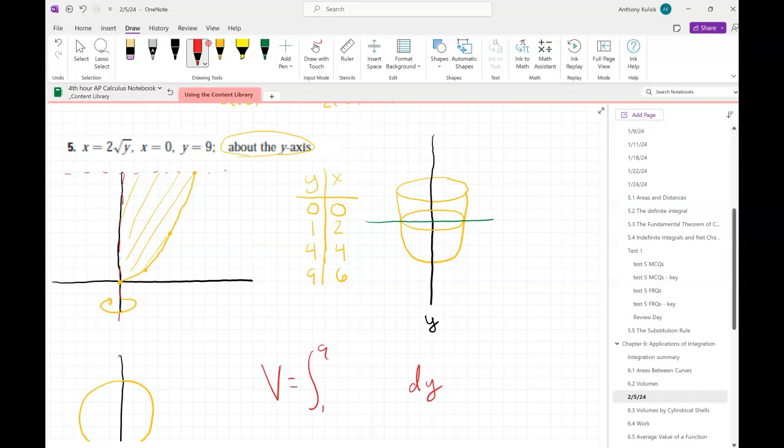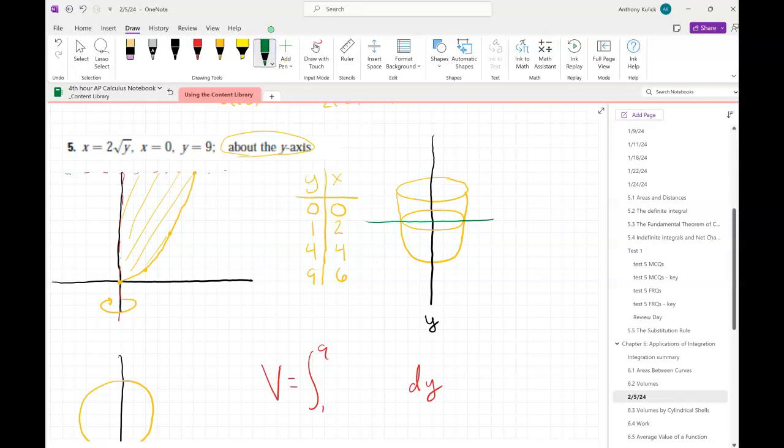So again, think about the slicing. That's why I started with the theory about what this is doing, because it really gives you a lot of intuition about how to set it up. In general, if you're slicing perpendicular to the x-axis, we integrate with respect to x. If it's perpendicular to the y-axis, we integrate with respect to y. So this one is a dy problem.